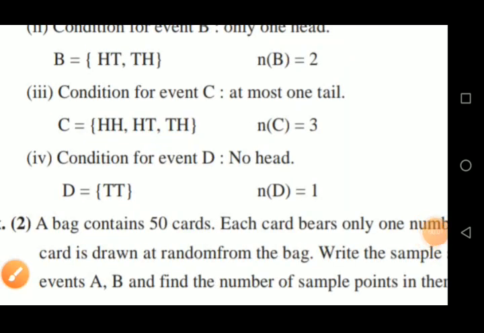Condition for event D, no head. There is only one outcome in which there is no head, and that is TT. D = {TT}. n(D) = 1.